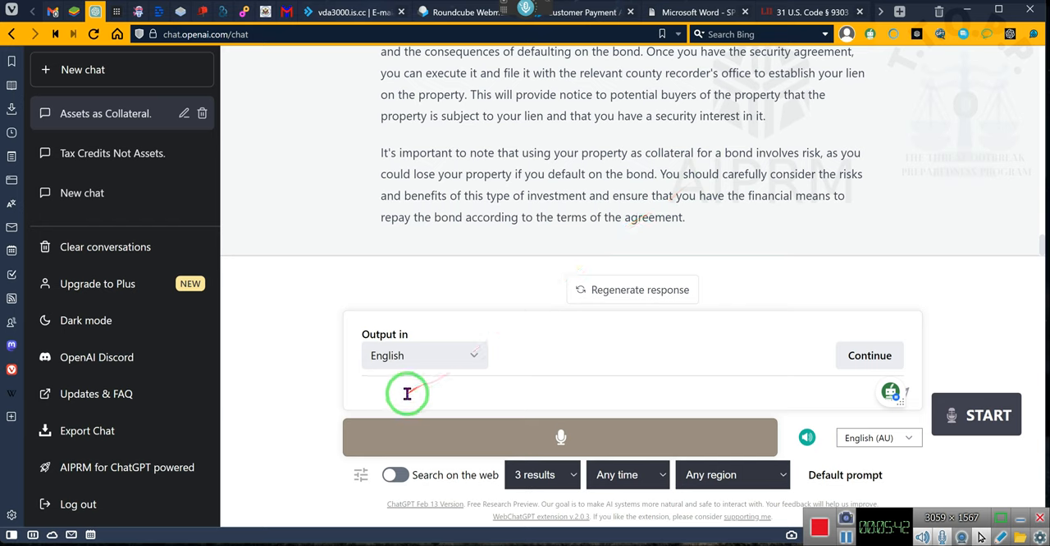Now, hold on. Wake up. Kevin, comma, according to the courts, comma, federal tax credits are deemed property. Is this not correct? Question mark.